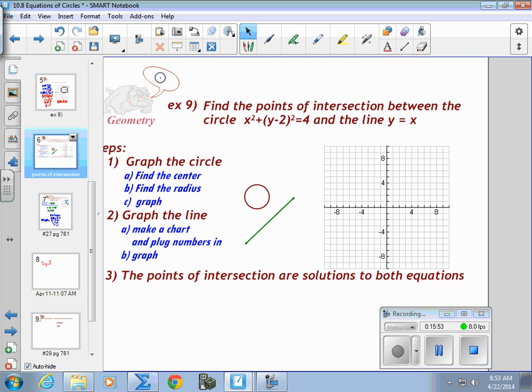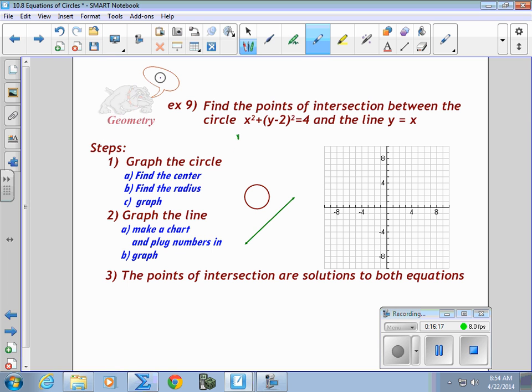The last example that I have, I've written out the steps. It says find the points of intersection between the circle x squared plus y minus 2 squared is equal to 4 and a line at y is equal to x, which is the identity. So let's start by graphing our circle. The center is at 0, 2 and it has a radius of 2.